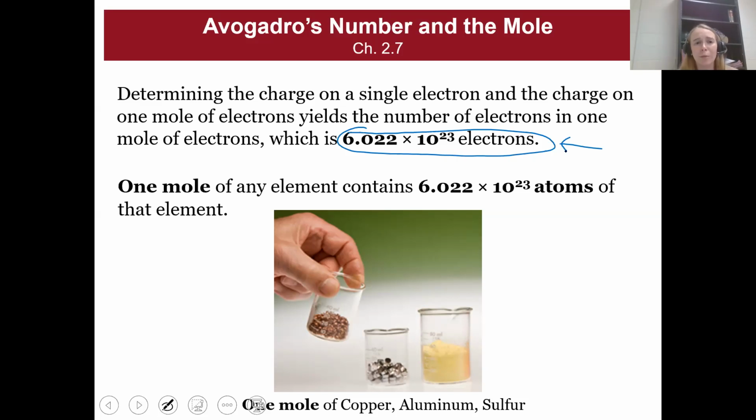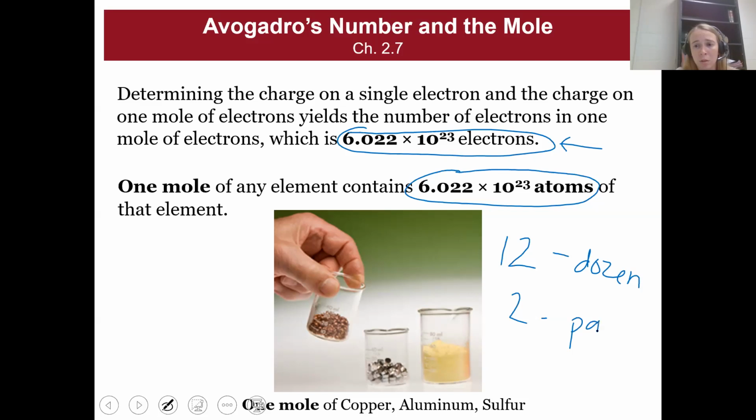1 mole of any element also contains that many atoms of the element. So a mole is just a counting unit. So you know how 12 is a dozen, like a dozen eggs? Or 2 is a pair? A mole is a really, really big number, to be fair, but it's still just a number of things.